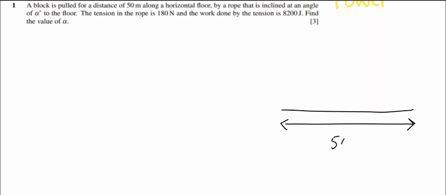So the question says a block is pulled for a distance of 50 meters along a horizontal floor. So it's like this. We have a floor that's 50 meters in length and we have a block on it. Then it says that it's being pulled by a rope that is inclined at an angle of alpha to the floor. So you can draw the rope like this, inclined at an angle of alpha to the floor, or you can draw it in a different manner like this.